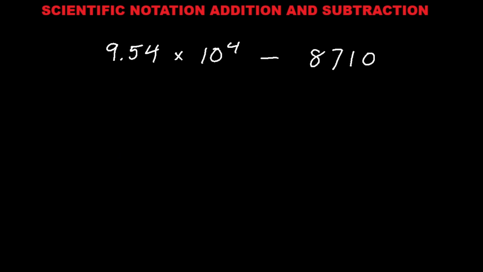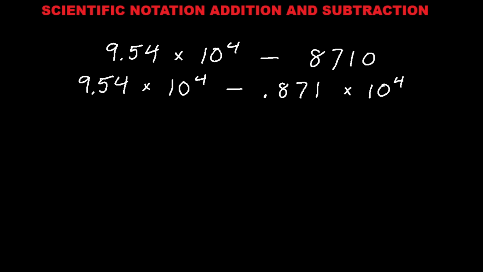Now, in this next problem, we see the first is in scientific notation, but the other is in standard form. So I want to rewrite this so that this is going to be 10 to the fourth power. If I move the decimal 3 spaces, it would be times 10 to the third power, and we need it to be 4, so we're going to move 4 spaces. So on the next line, we have 9.54 times 10 to the fourth minus 0.871. I dropped the 0 here. Times 10 to the fourth.